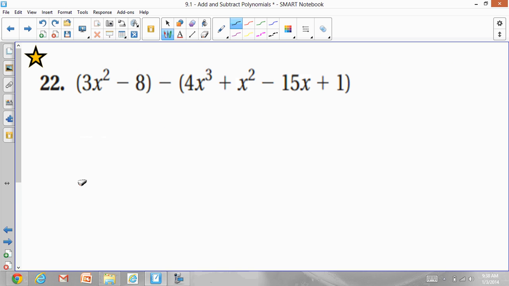Question number 22. Let's arrange it, simplify it, and then find the degree. So the first one is 3x squared minus 8. Let's rewrite it without the parentheses. The second one, if I need to open the parentheses, I need to apply my distributive property. There's no number, so I'm going to stick a 1.